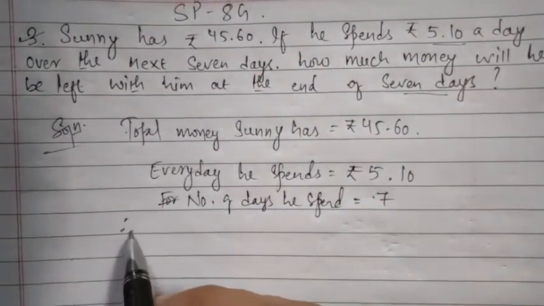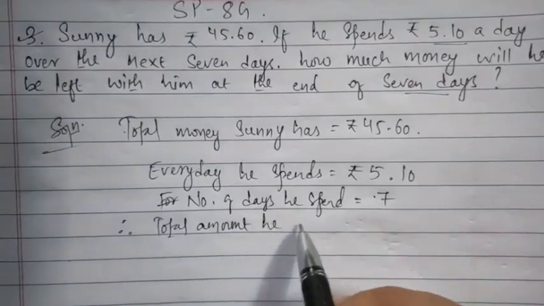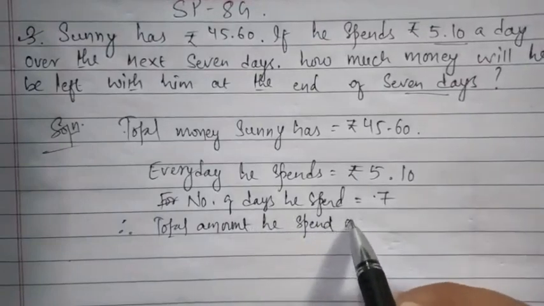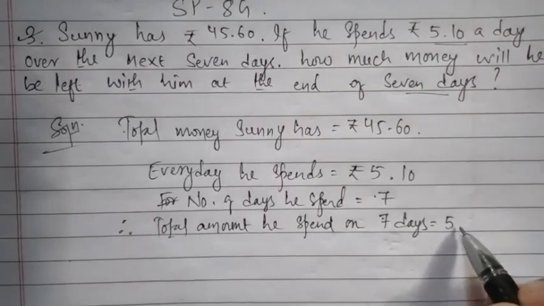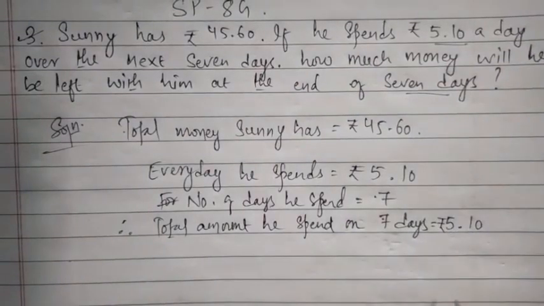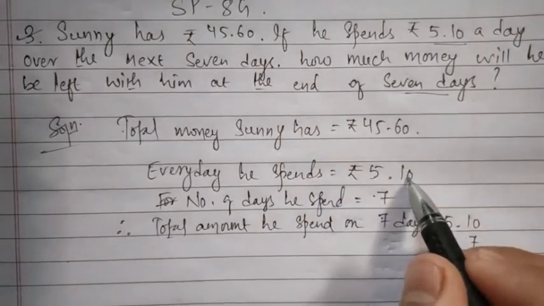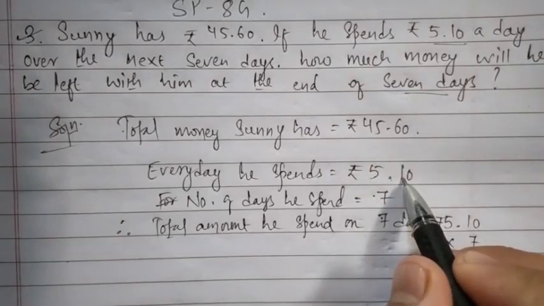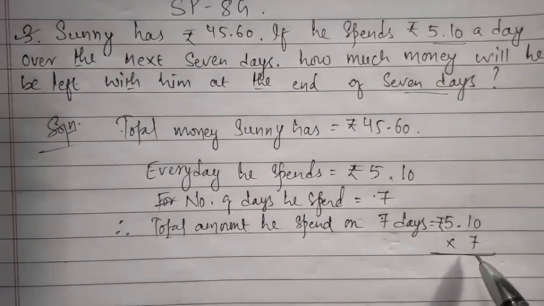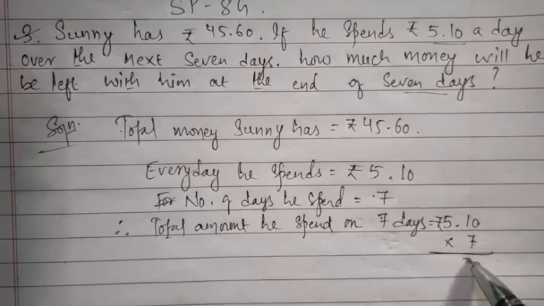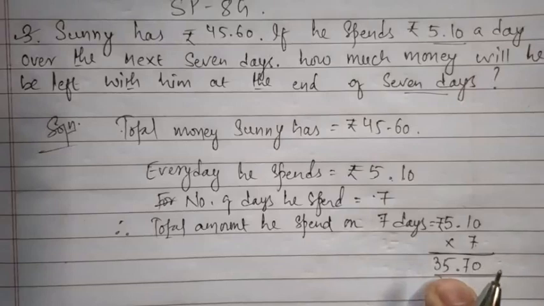So therefore total amount he spent on 7 days is equal to 5.10 into 7. For 7 days he is spending this amount every day. For one day this is 5.10, second day again 5.10, no? So you'll multiply. 7 zeros are 0, 7 ones are 7, 7 fives are 35. So this much amount he spent for 7 days.